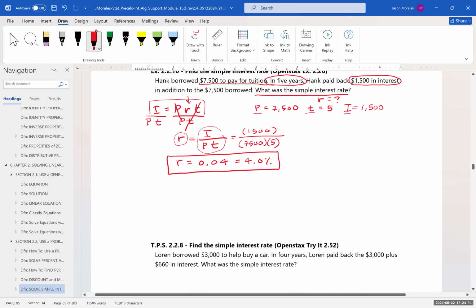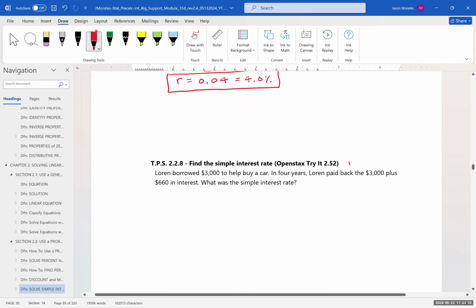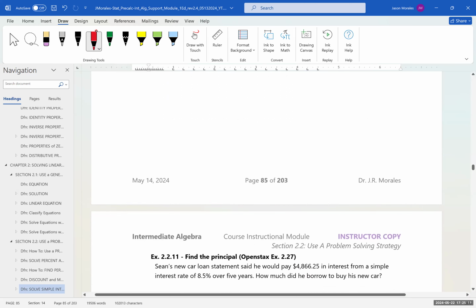All right, the next think pair share: this one, you should calculate a rate equal to 5.5%. All right, let's move on to the next example.